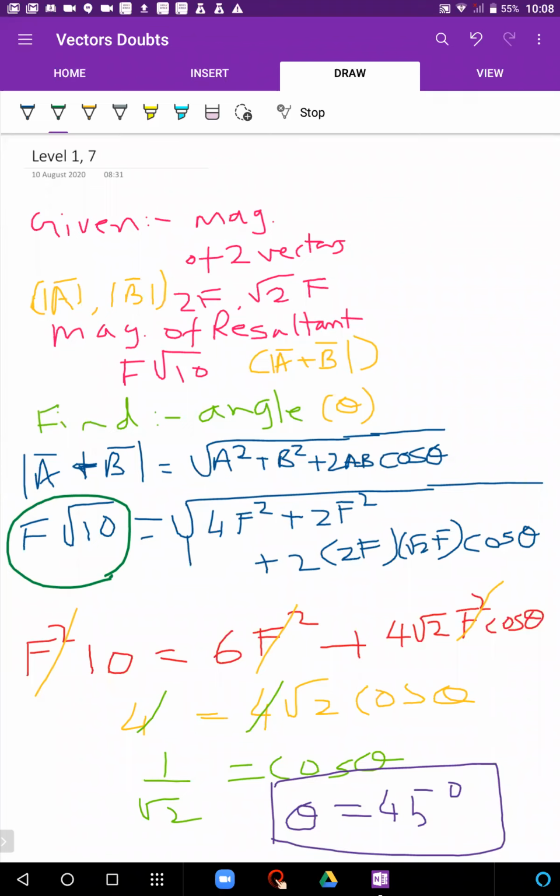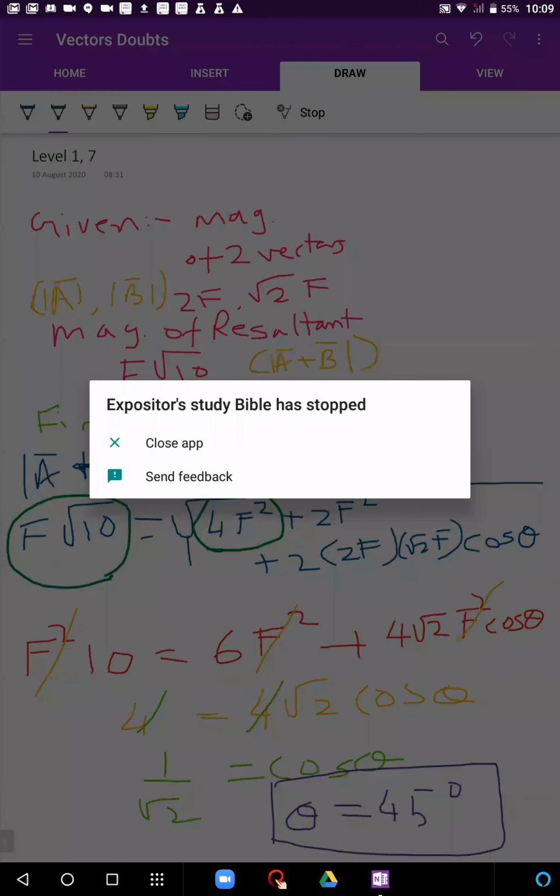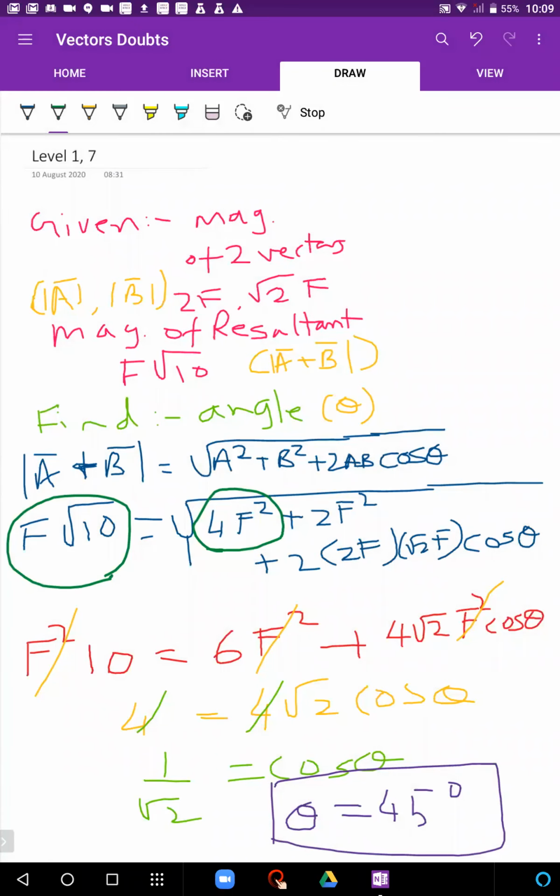What is A? A is 2f. A square becomes 4f square. B is root 2f. The B square becomes 2f square. You're just substituting the values. Plus 2AB cos theta: 2 into A, मतलब 2f, into B, मतलब root 2f, into cos theta. बस वो फॉर्मूला में सब कुछ सब्स्टिट्यूट किया. पहले गिवन क्या था, निकालना क्या था, वो लिखा to understand which formula is involved. उसके बाद then we just substitute all the terms.